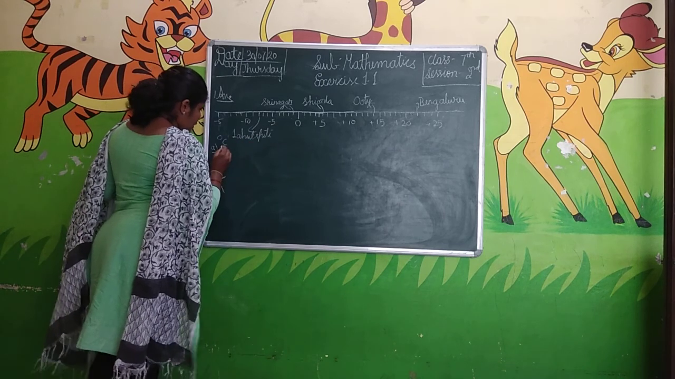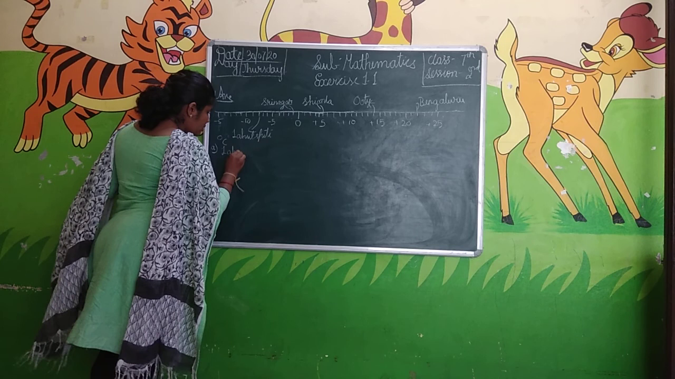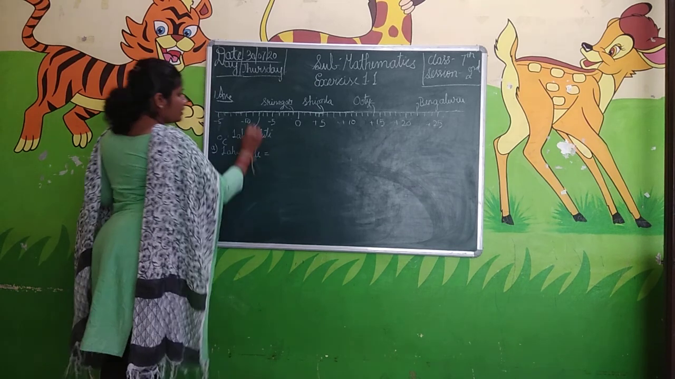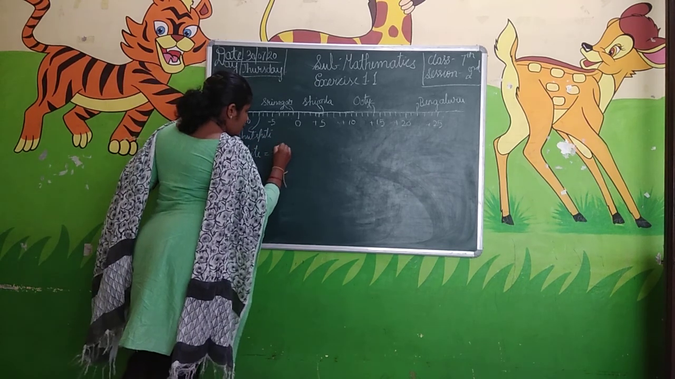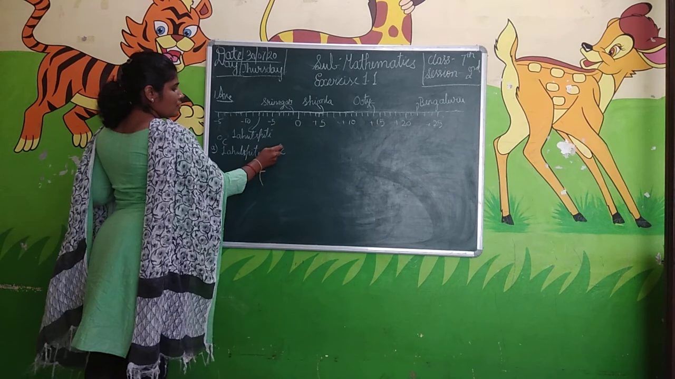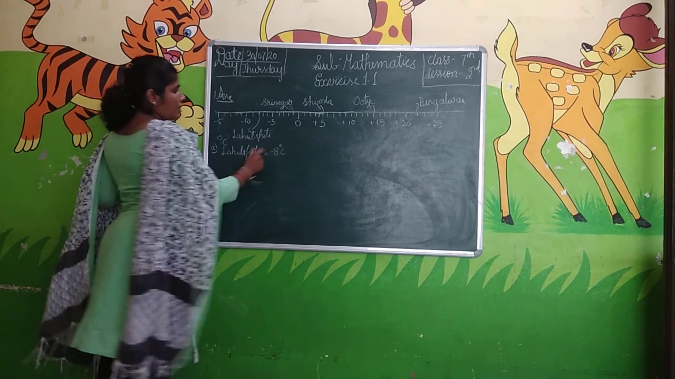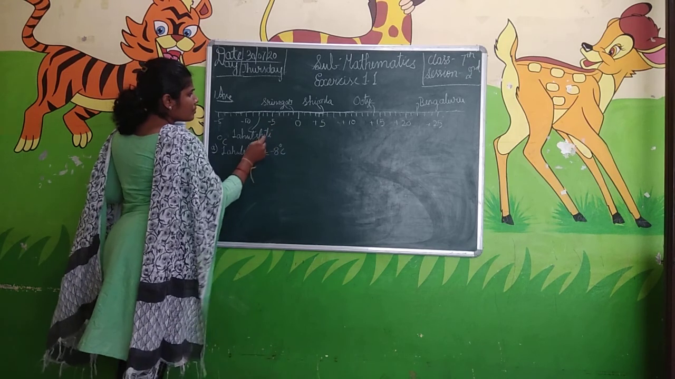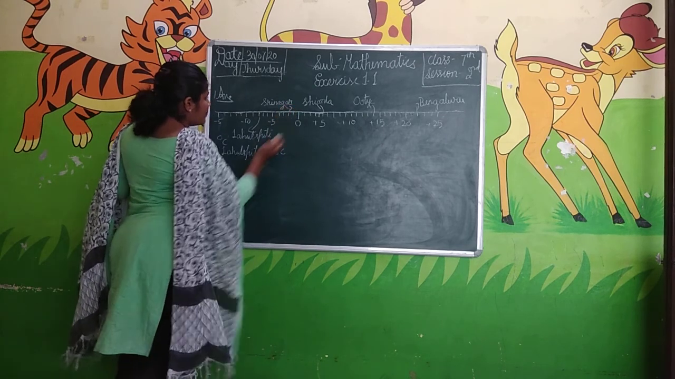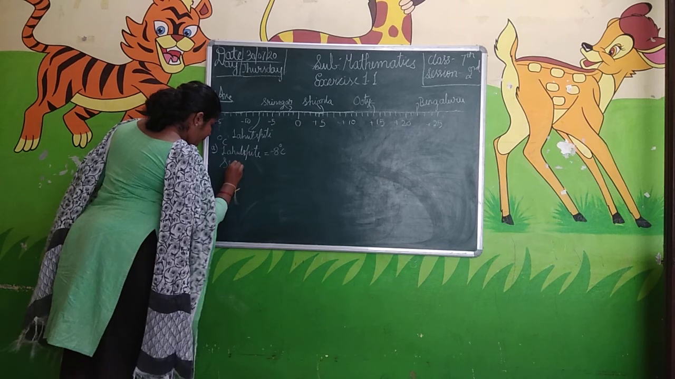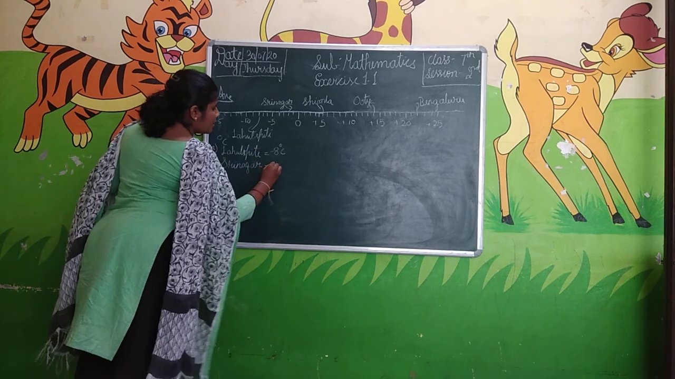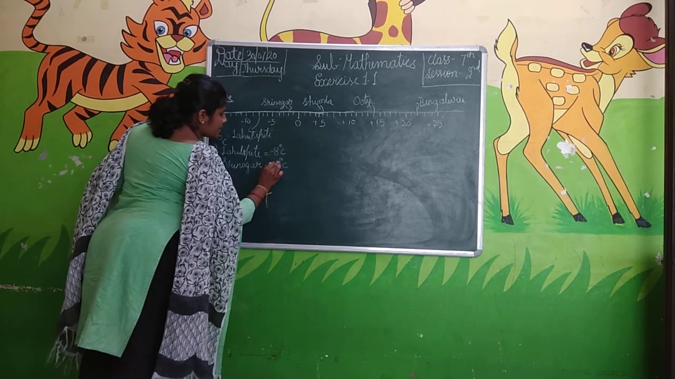What's the place name? Lahaul Spiti. Okay, what is its temperature? That is minus 8 degree Celsius. Okay, we have to write it in degrees. Next is Srinagar. What's the temperature of Srinagar? It's minus 2 degree Celsius.